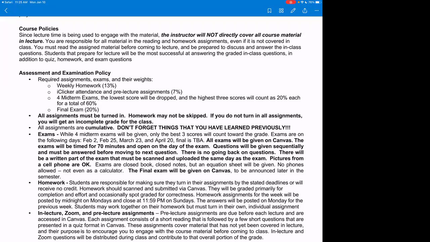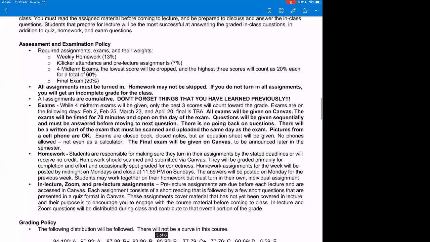The final is also 20%. Everyone has to take the final, and the final counts. You can't drop the final. And so make sure that that's all set. Let's see.